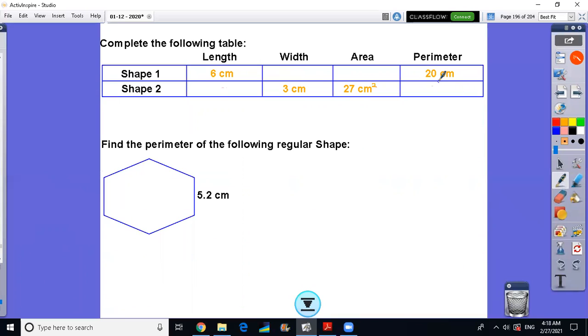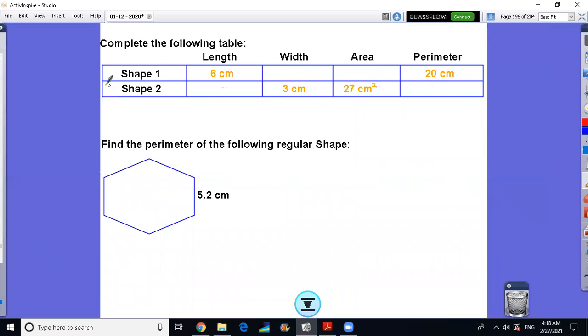Okay, no problem. The perimeter of a rectangle, well, I forgot to write that these shapes are rectangles. We know that the perimeter of a rectangle is the length plus the width, and then I multiply the answer by 2 to give me the perimeter. We all know this. They told you that the perimeter is 20. Try to do this, guys, on your own. Pause the video, then come back to check your answer.